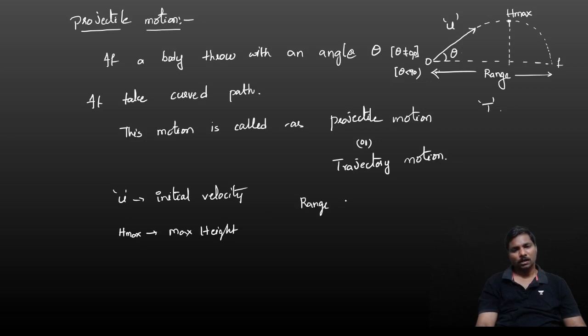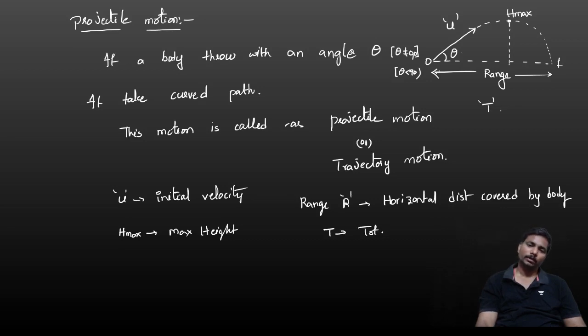Range. R is the horizontal distance covered by the body. T is the total time taken by the body.